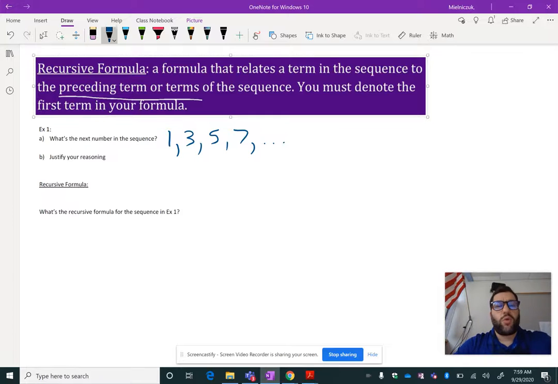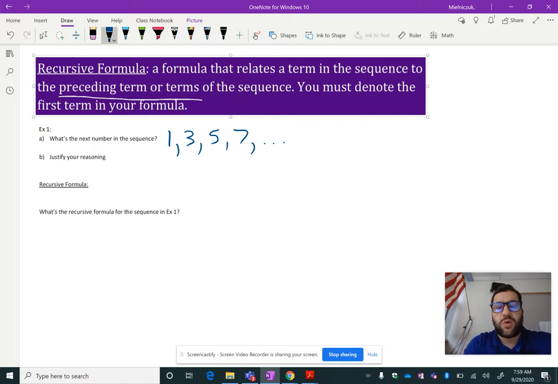All right, in lesson 6.2, we are going to take a look at what a recursive formula is. So first we want to focus on the definition in purple. A recursive formula is a formula that relates a term in the sequence to the preceding term or terms of the sequence. You must denote the first term in your formula. So again, it relates a term in the sequence to the preceding term. So preceding terms is super important, all right?